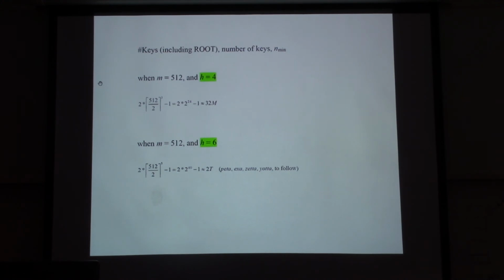Okay, so this is pretty remarkable that we have a tree of order 512, height 6, which is as skinny as we can make that tree. We are really killing it by cutting it in half whenever we can. Half and half and half and half and half. And we're still able to have 2 trillion keys. Talk about big data, right?